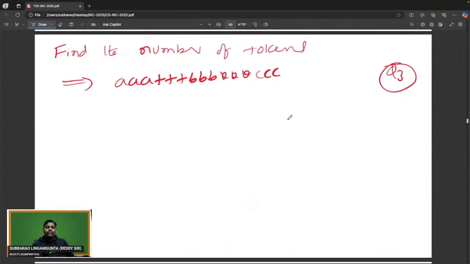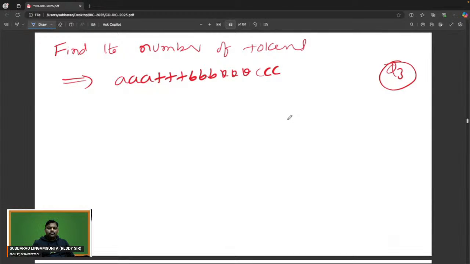Can you see this? Find the number of tokens in this. Suppose in this input string many tokens are possible. Find out how many tokens are possible. Let us assume no error. Find the number of tokens. Everyone try.